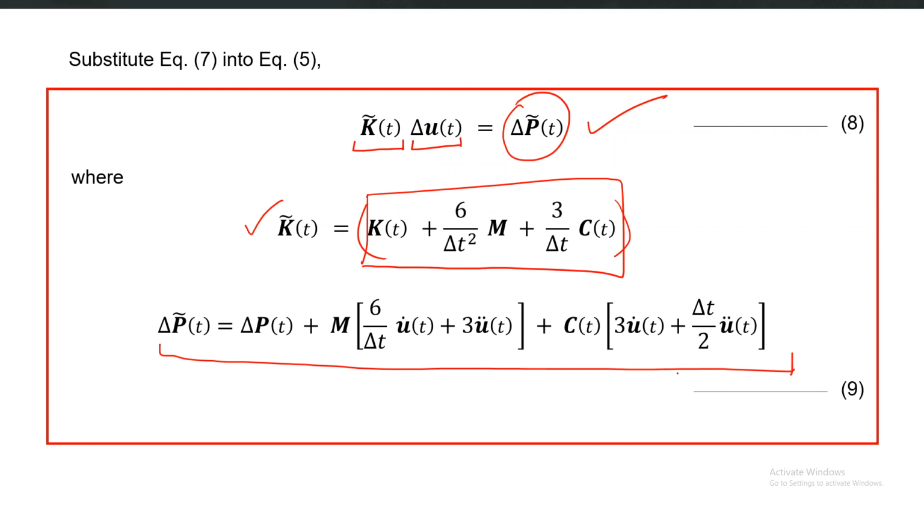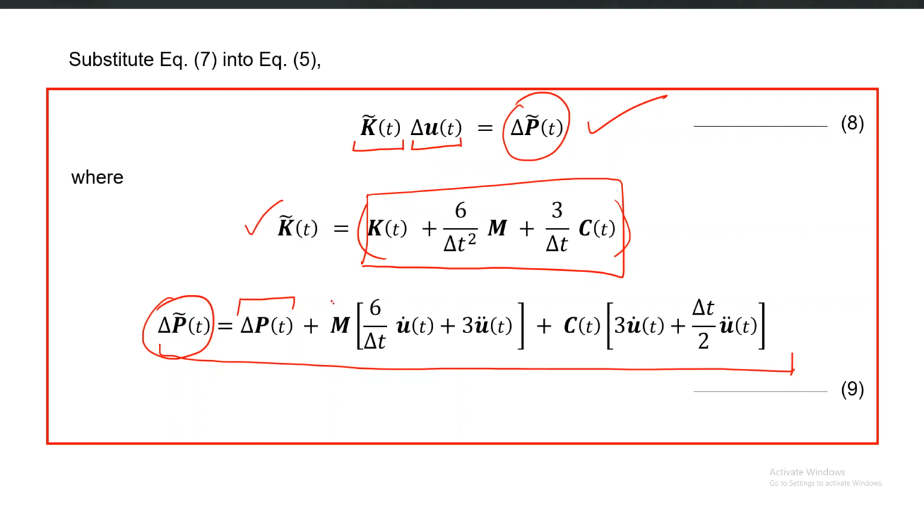So equation 8 and equation 9 can now give us a way to solve the governing equation of motion, because if we can calculate this delta p prime, because all of the values required to calculate this are available or are known. Delta P of t is the difference in the actual force vector which is given between time t and t plus delta t. So this is the difference between t and t plus delta t.